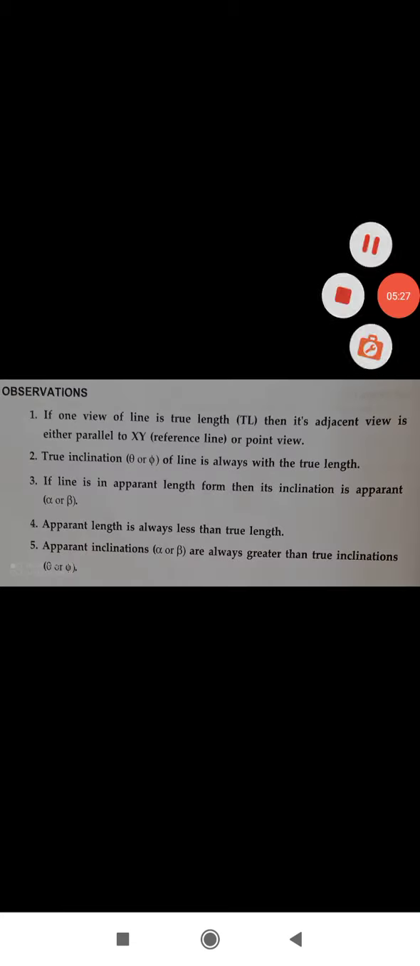So these are the observations we have made by drawing the projection of an oblique line by the first angle method. So this is about the oblique line.